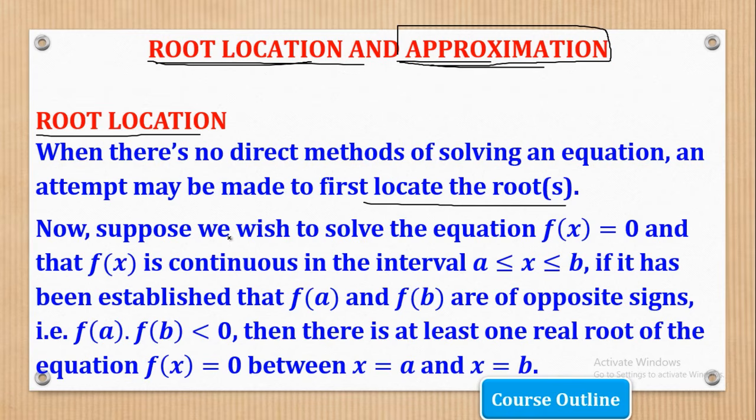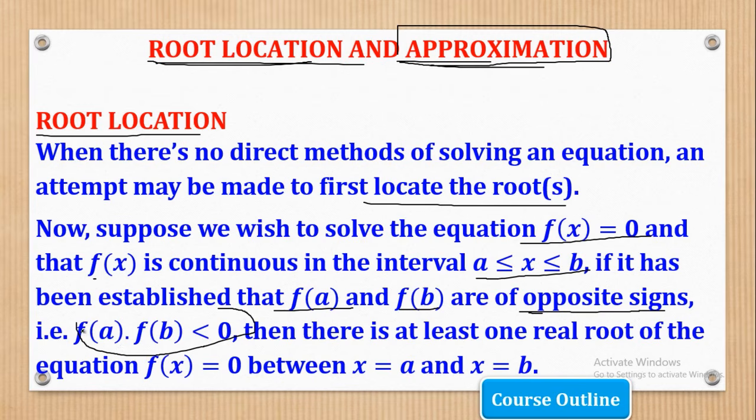Now suppose we wish to solve an equation f(x) = 0 and that f(x) is continuous in the interval from a to b. If it has been established that f(a) and f(b) are of opposite signs, know this word, opposite signs, i.e. their product, remember when you multiply a positive number with a negative number, you get a negative number, and that negative number must be less than 0.